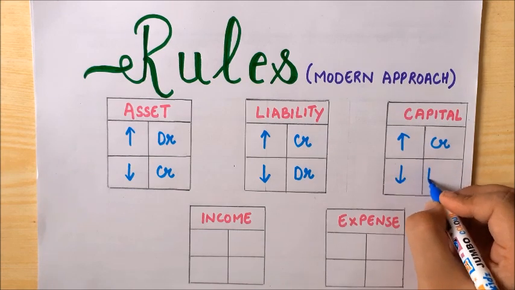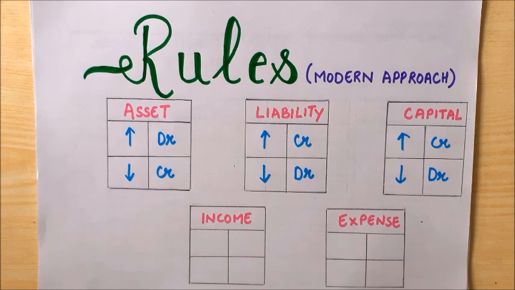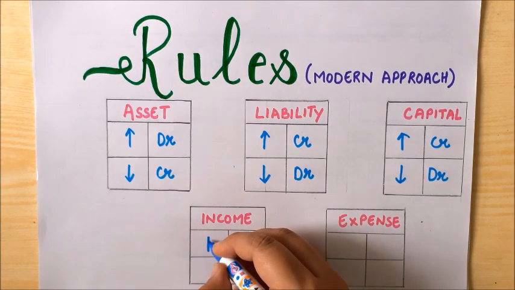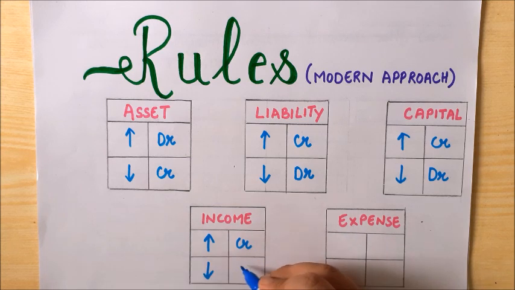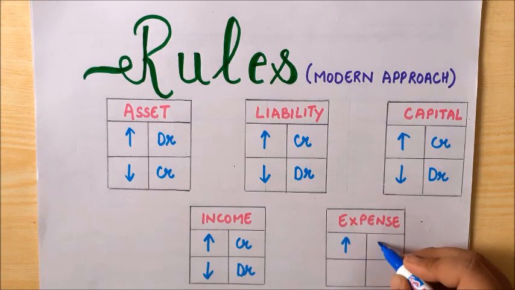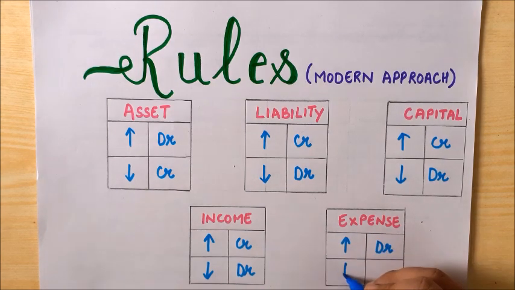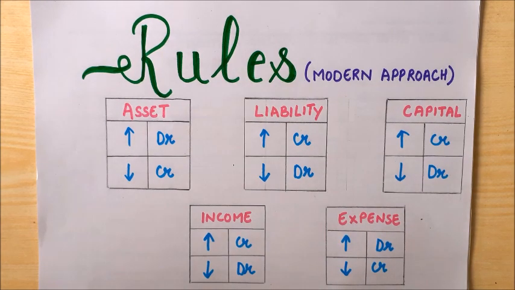Increase will be credited, decrease will be debited. Incomes have a credit balance, so any increase in income will be credited, and any decrease in income will be debited. Expenses have a debit balance, so any increase in expense will be debited and any decrease will be credited.